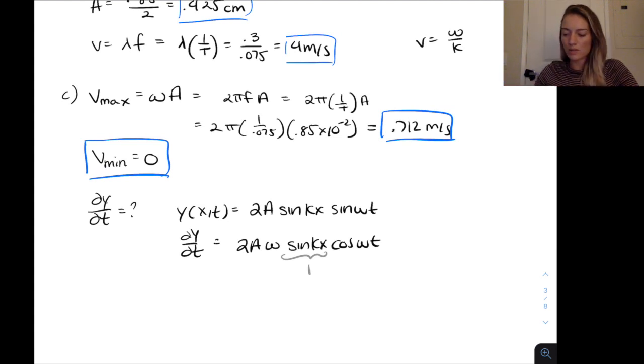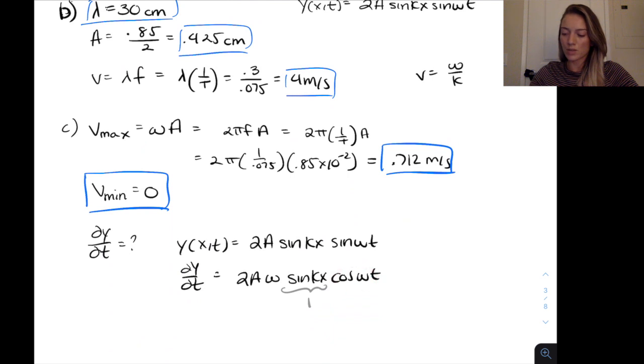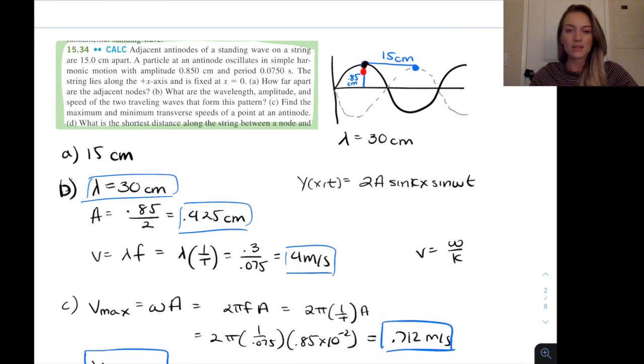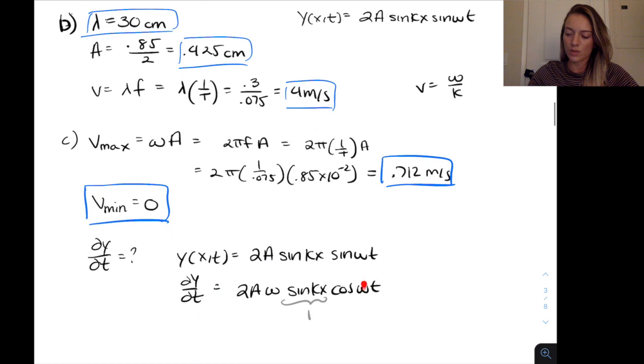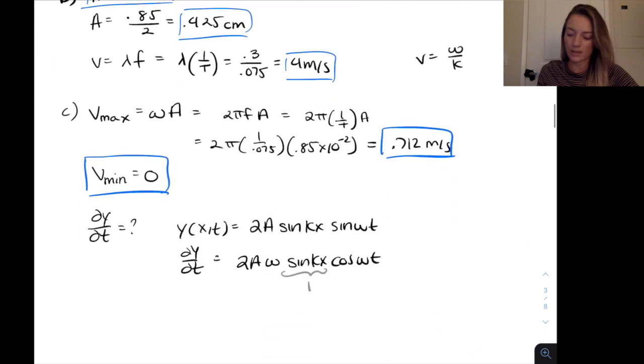And then this cosine omega t will be the simple harmonic motion in one direction. So this cosine omega t is the simple harmonic motion going up and down this way, and the sine kx tells you basically where along this axis you are. So the cosine omega t is what governs the motion up and down, in the time direction, and then the sine kx is what tells you where along this x-axis you are. So at an antinode, sine kx is going to be equal to 1, so that it's at its maximum amplitude here.